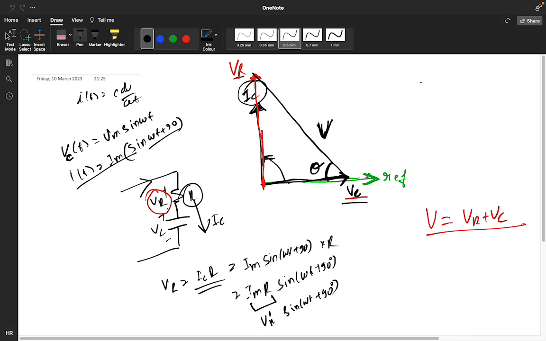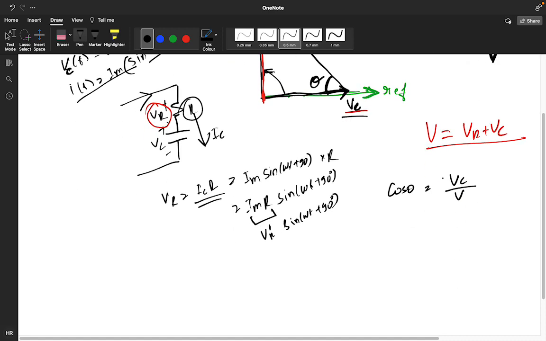So what will be the power factor? Cos theta. Cos theta is equal to base by hypotenuse. So cos theta, which is base here? Base is this VC, VC by V. And which is your hypotenuse? That is your V. So cos theta is equal to VC by V.